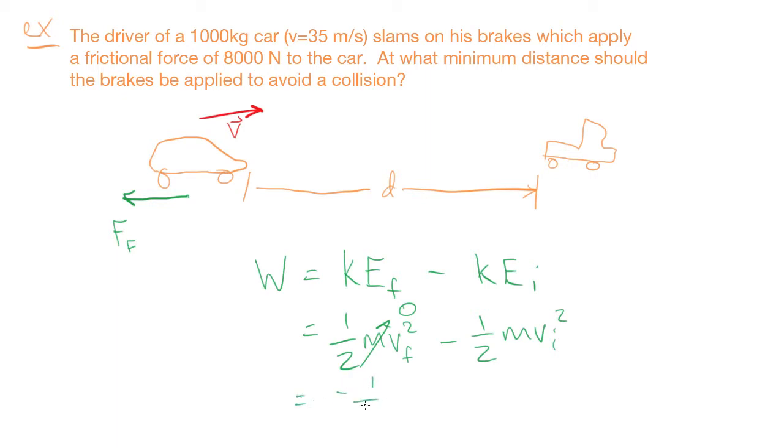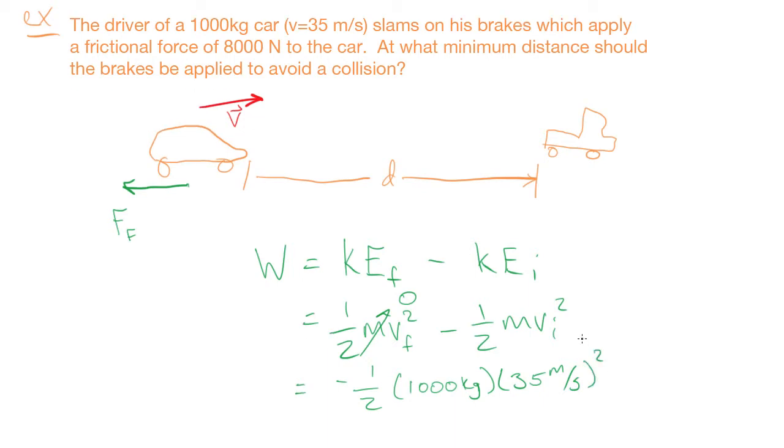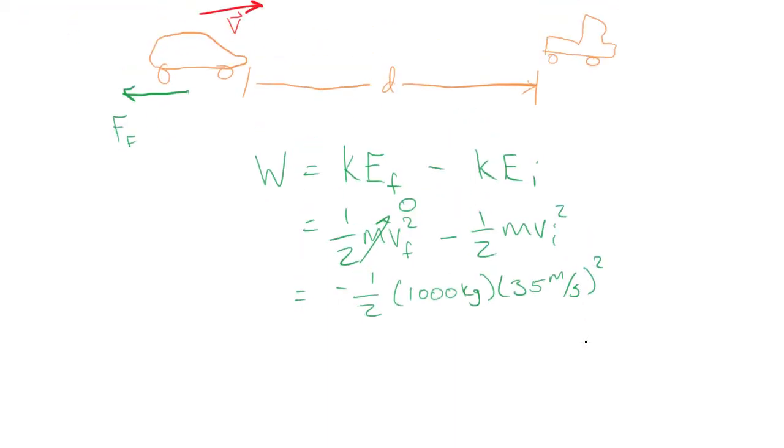So you go to negative 1/2 times the mass, which is 1,000 kilos, times the speed squared, which is 35 meters per second squared. And I get a value of negative 6.13 times 10 to the 6th joules. All right, that's how much energy is required to stop the car.